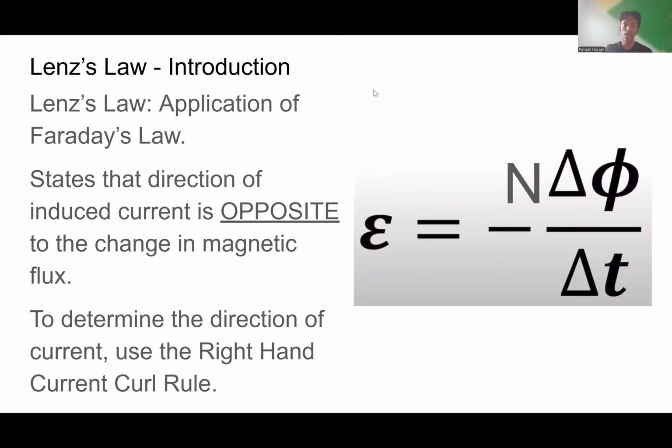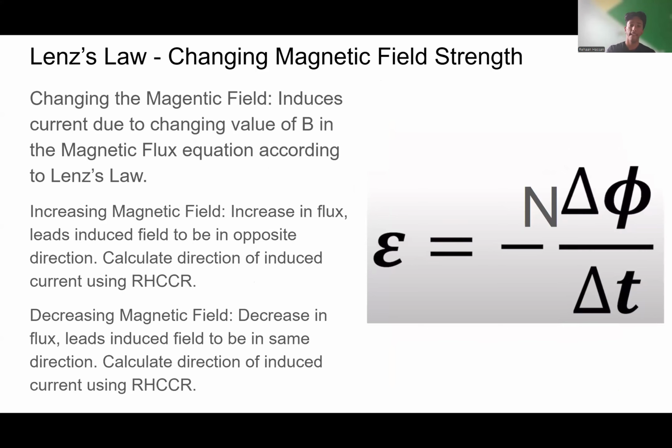Lenz's law. Lenz's law is an application of Faraday's law. It states that the direction of induced current is opposite to the changing magnetic flux. To determine the direction of the current, use the right-hand current curl rule, or RHCCR. So there are a couple conditions that we need to know: changing magnetic field strength, changing area, changing theta, and changing the value of N. So let's start off with changing the magnetic field.